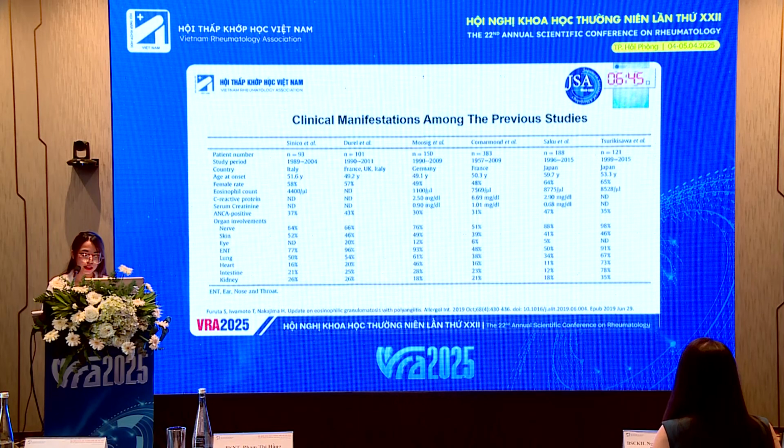This table summarizes the ancillary and clinical manifestations among the previous studies. As you can see, females and males have equivalent rates, and the leukocyte count as well as eosinophil level are elevated in most studies, particularly showing a significant increase in studies conducted in Japan. The positive ANCA rate is approximately 30 to 47%, and the pattern of organ involvement varies across different studies. However, neurological, ENT, skin, and pulmonary involvement predominate in all studies. Ocular involvement is rarely observed.